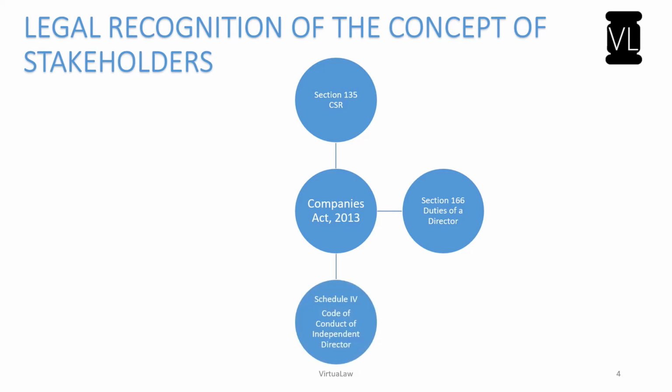Next, Schedule 4, which is the code of conduct for independent directors, clearly stipulates that the independent directors shall safeguard the interests of all the stakeholders and also balance the conflicting interests of the stakeholders. So this is the scope of the independent director. They have to ensure that they are safeguarding the interests of all the stakeholders, as well as balancing the conflicting interests among the stakeholders.